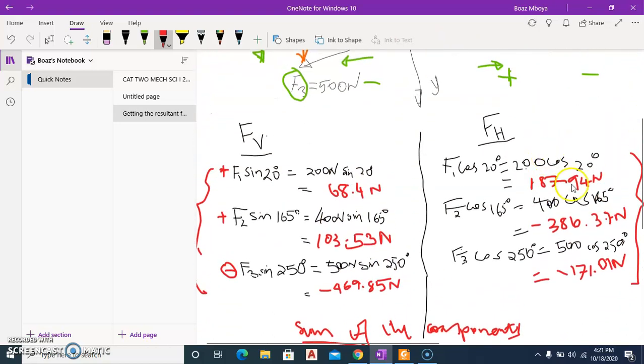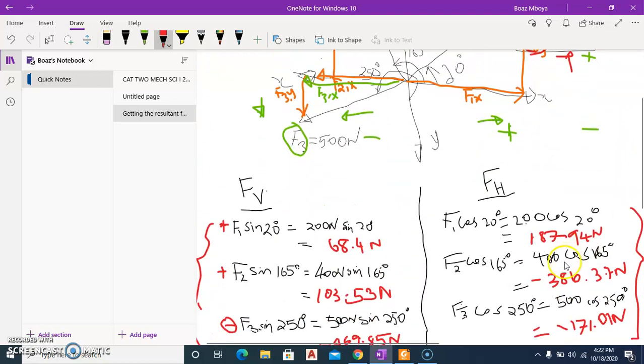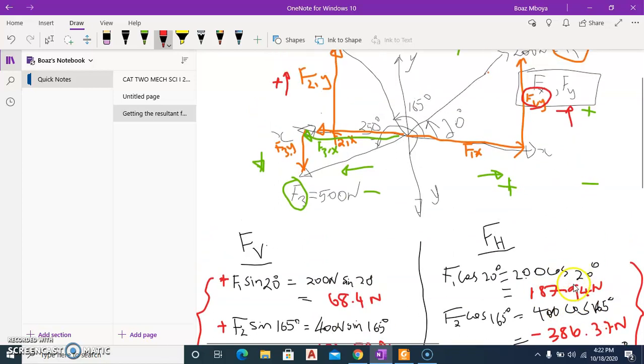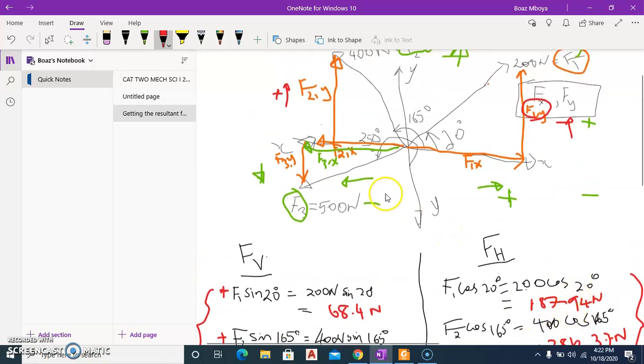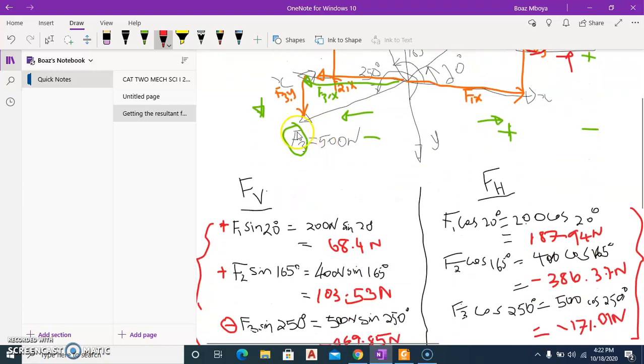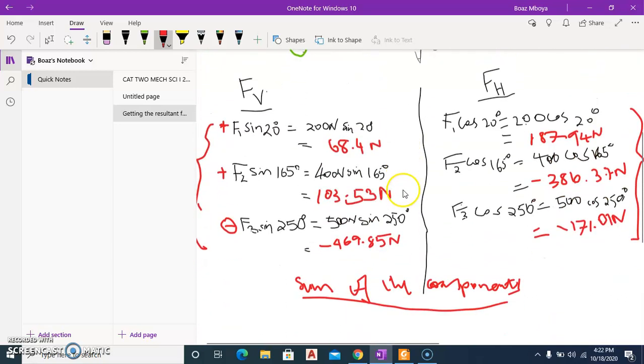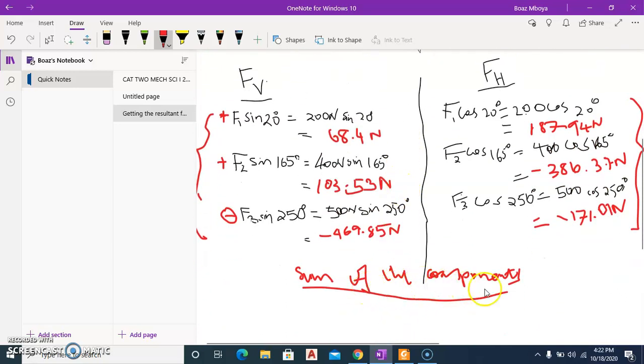Okay, so again, look at this. F1 upward, positive, then F2 also on this side, but in this Cartesian, it is negative. So let's look at the third section where we're going to get the sum of the components.